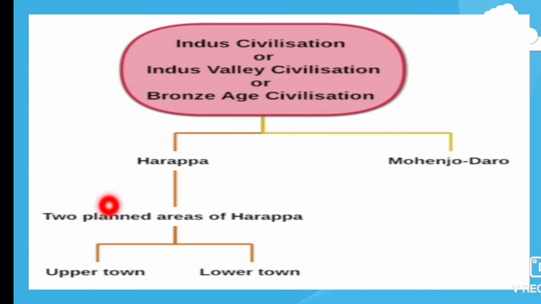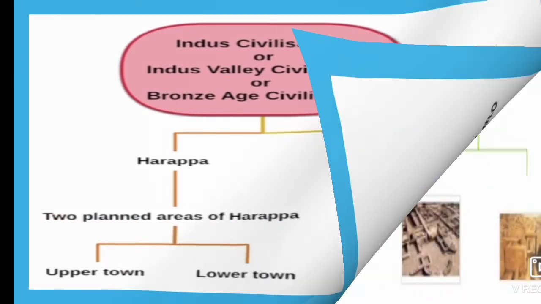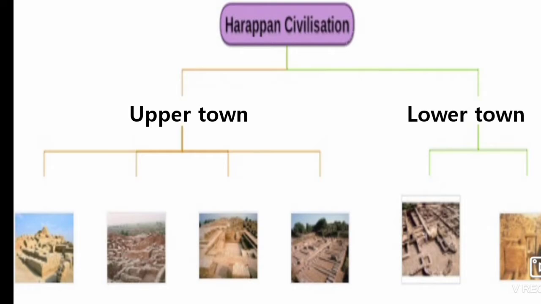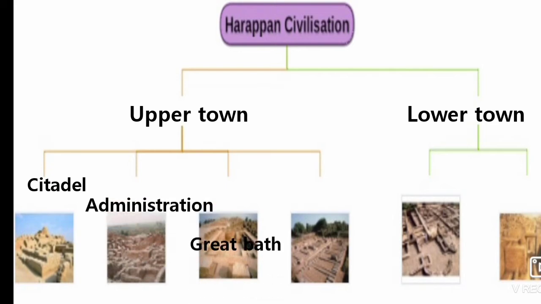The two planned areas of Harappa city are Upper Town and Lower Town. The part of the city to the west was higher and it was called the Citadel. The higher part included administration, the great bath and the granary.